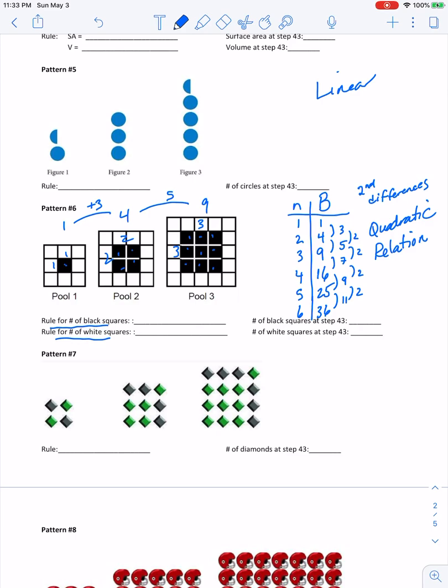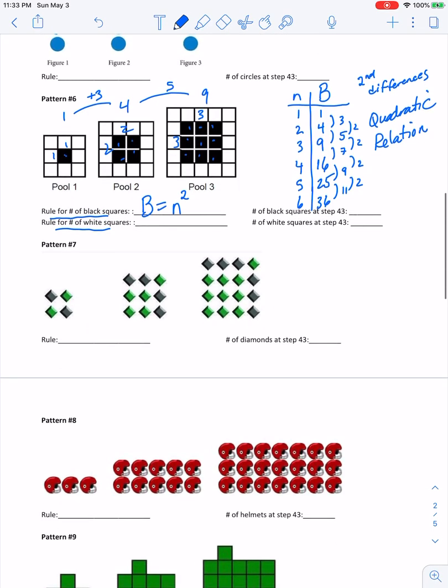And in fact, that is the formula for this particular relationship. So whatever your n value is, to get the number of black squares, you take that number and you square it. So then the number of black squares equals n squared. I'm actually going to leave the number of white squares for you to do because it turns out that it is linear. So I'll let you do that one. All right, let's take a look at the next pattern.